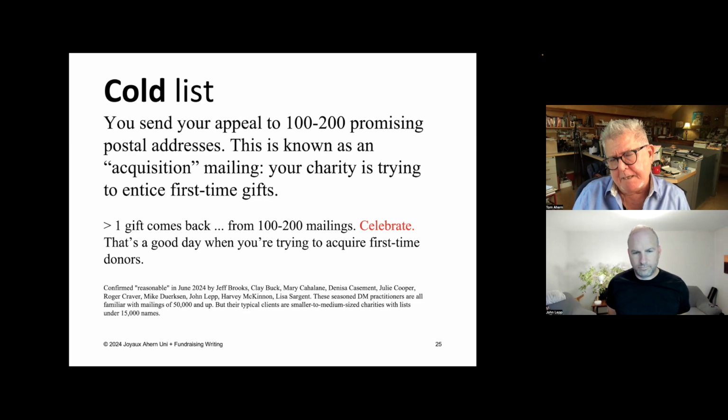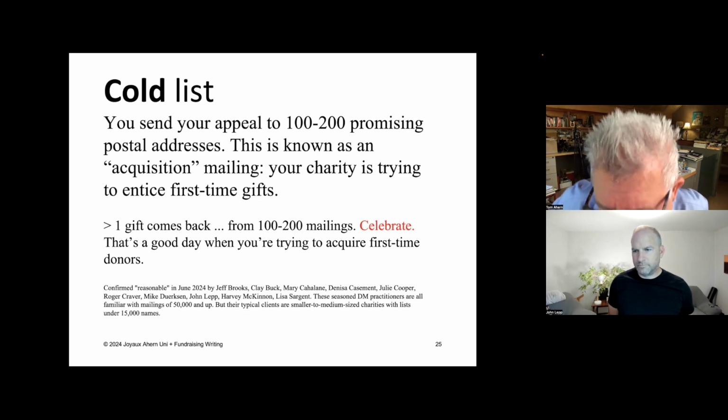Now, we were thinking about just kind of a no frills appeal. It's in an envelope. There's no premium. There's no tote bag. There's no magnet. There's nothing like that. It's just a straightforward appeal.